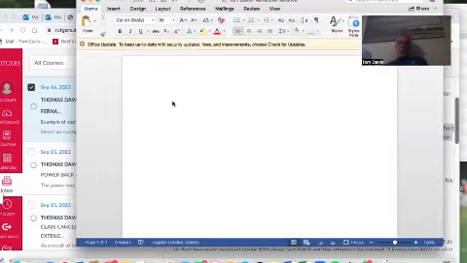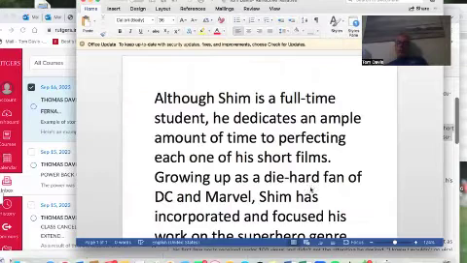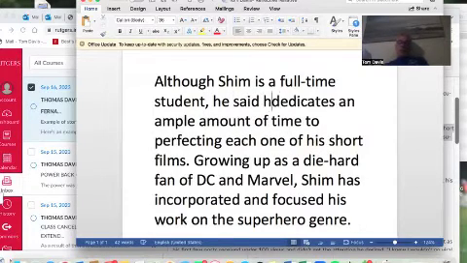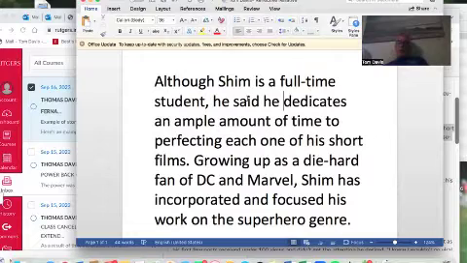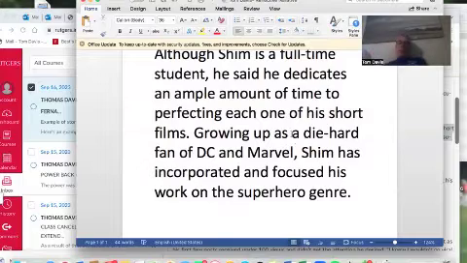Again, this is actually covered in some of the chapters we're writing. Let's take that graph right there. Just working on my old computer here. It's just moving a little slow. So you would add this, because again, this gives the reader some sort of validation. You say, although Shim is a full-time student, he said he dedicates an ample amount of time, because you're not there in the room with them. You don't necessarily know that, right? But this provides some sense of validation that there's actually a source for this information. It's not something you're just making up on your own.